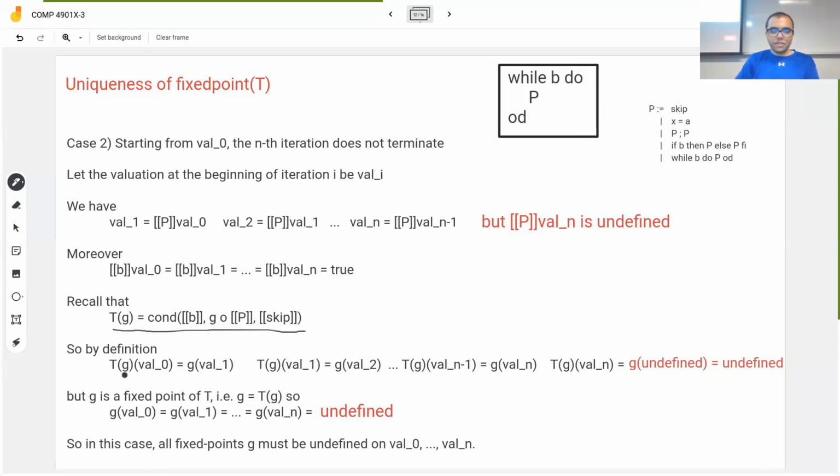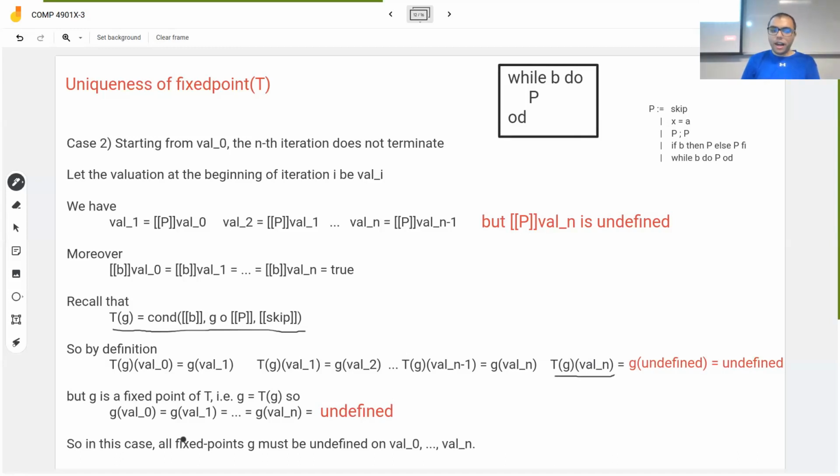And I, again, do the same thing. I say, what is T of G of val 0? So at val 0, the condition B was satisfied. So I do this one. So I apply P and then I apply G. But if I apply P to val 0, I get val 1. So if I apply P and then apply G, I get G of val 1. And the same thing goes on, okay? And it goes on until this point. T of G of val n is going to be G of undefined, which is just undefined.